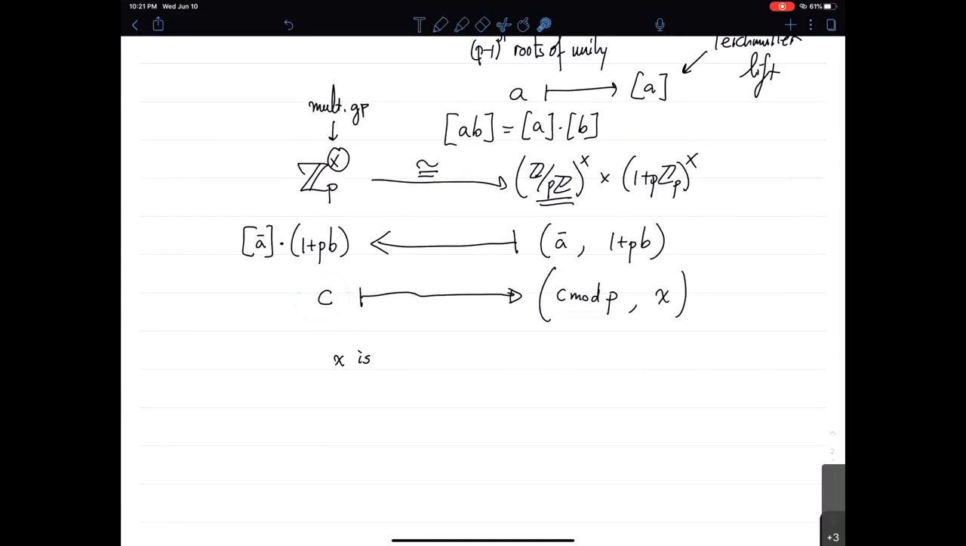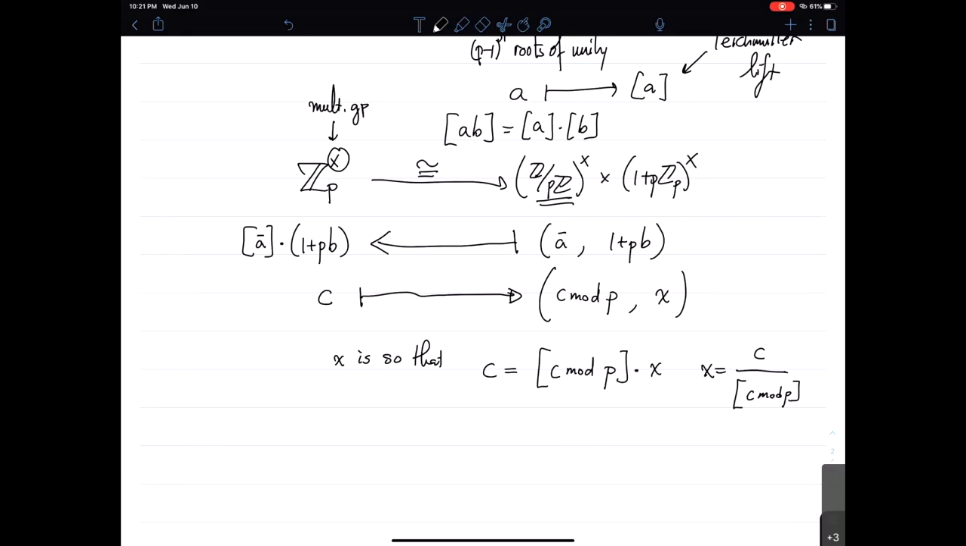The first one is definitely C mod P, and the next one I don't know what it is, but I wanted to make sure that the composition I get is the identity. Right. So let's solve this. What is X? X is such that when I multiply back, I get C. So C must be equal to C mod P times X. So you know what X is. X is just C mod the Teichmüller lift of C mod P.